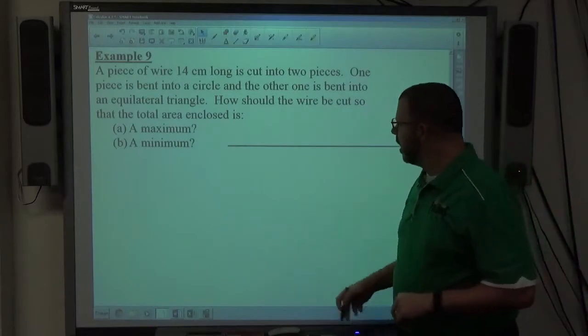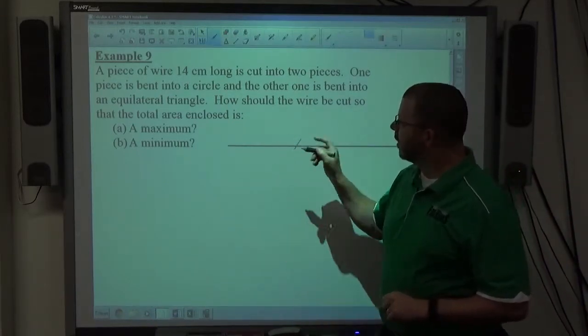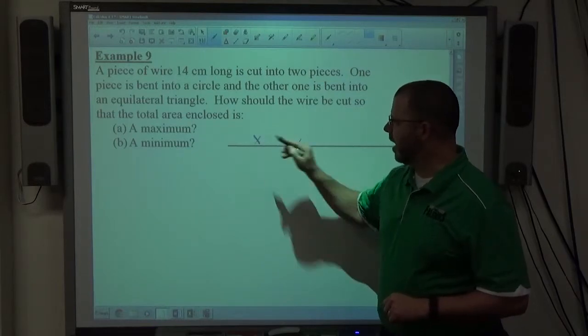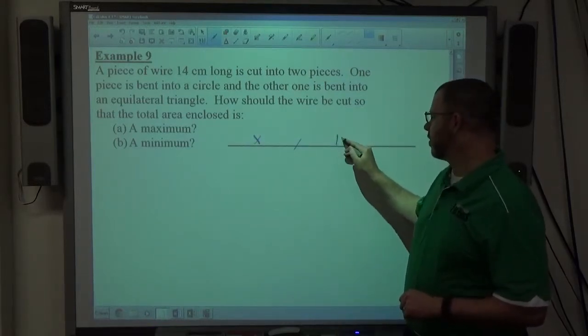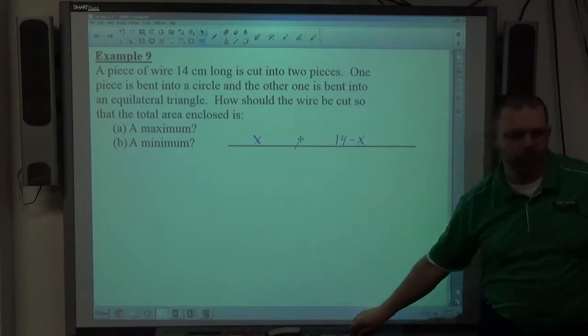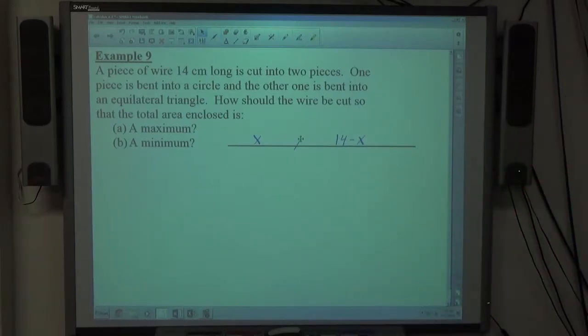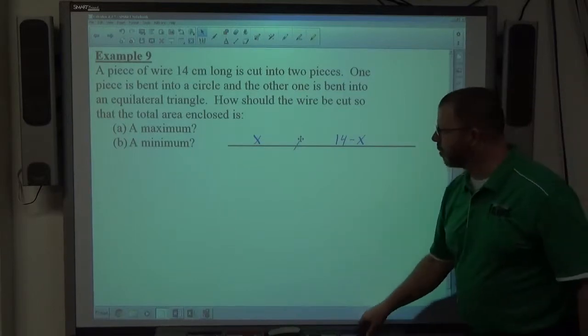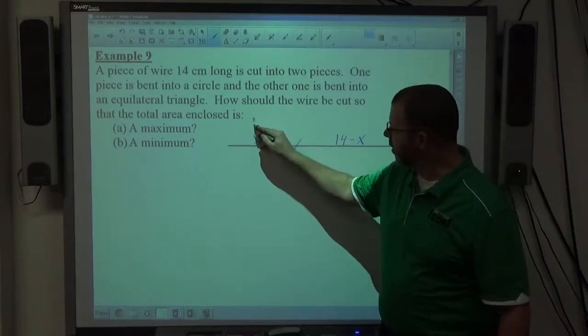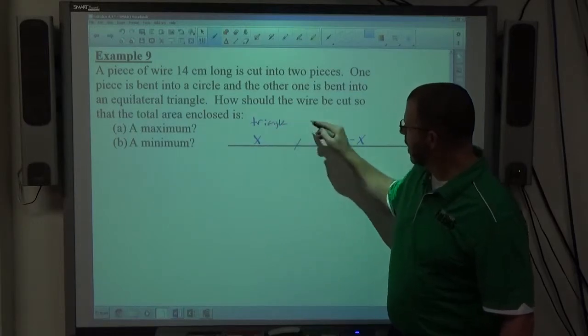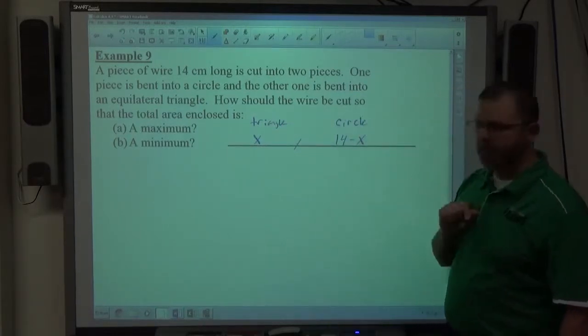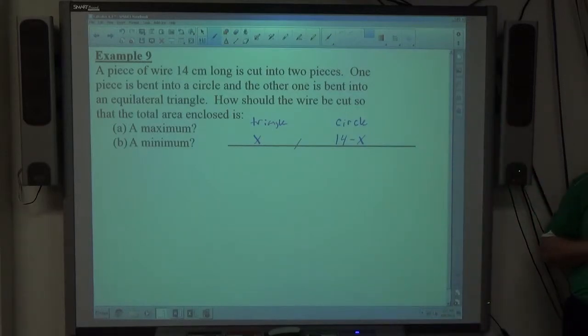So I'm going to cut it somewhere, doesn't matter where. It's a 14 centimeter wire, so let's make one length X, and the other is going to be whatever's left over, which would be 14 minus X. So that's our starting point. I need to make a circle and an equilateral triangle. I would probably go with the triangle for X and the circle for 14 minus X. But just know that it could be either.